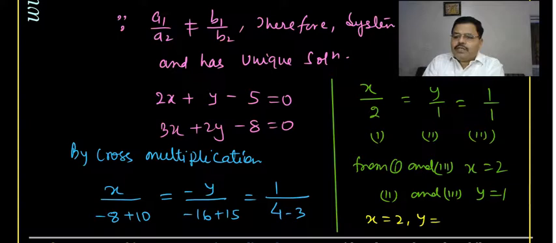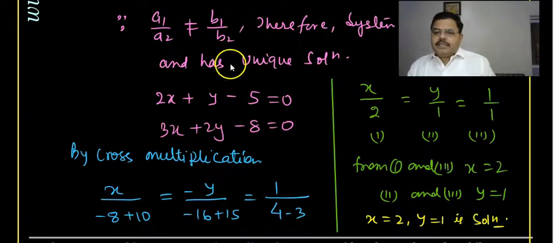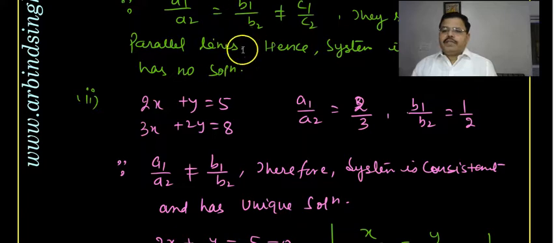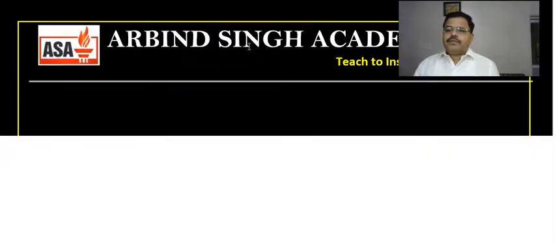So x is equal to 2 and y is equal to 1 is the solution of this question. I hope you got it. You can just check it. If you put x equal to 2 and y equal to 1, 2 times 2 is 4 plus 1, that is 5. So in this way, you can find the solution.